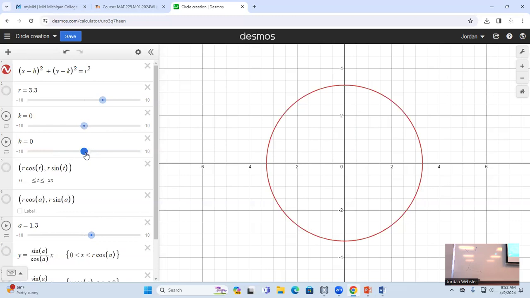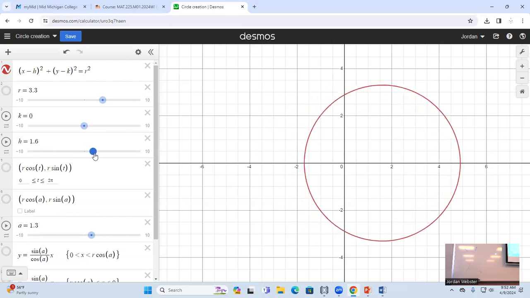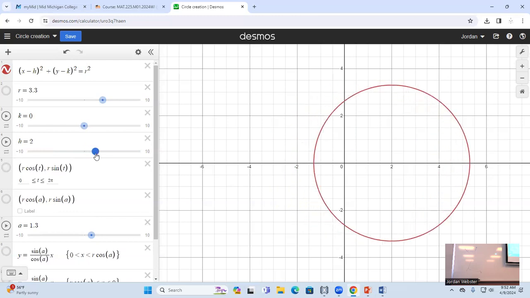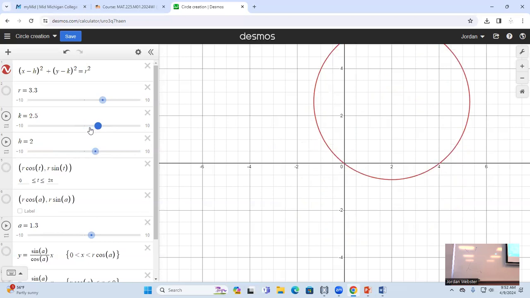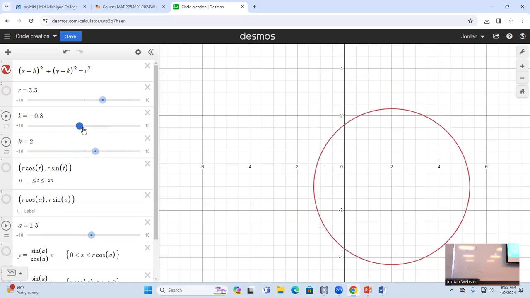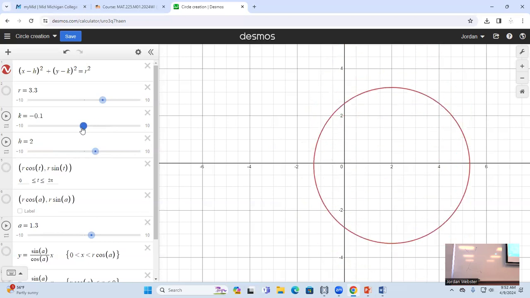And then the H and K, those are just shifts. If I shift the H over or shift the K over, it just moves the circle. The minus K moves it up and down. The minus H moves it left and right. Okay.